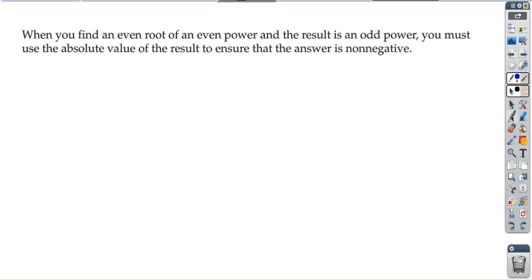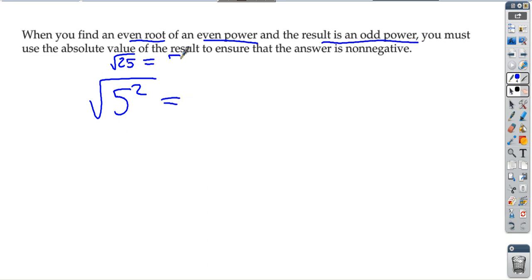Here's another thing I want to mention, and it might not make sense the first time you see it, but hopefully with a little explanation it will. If you are finding the even root of an even power, for example, the square root of 5 squared, which is the same thing as the square root of 25, you get a result that's an odd power, so the square root of 25 is 5. Another way to think about it is taking half of that exponent, we do 5 to the first. What's the customary way to do it is to put an absolute value sign around that. And why do we do that? Because really there are 2 things that you could have squared to get 25.